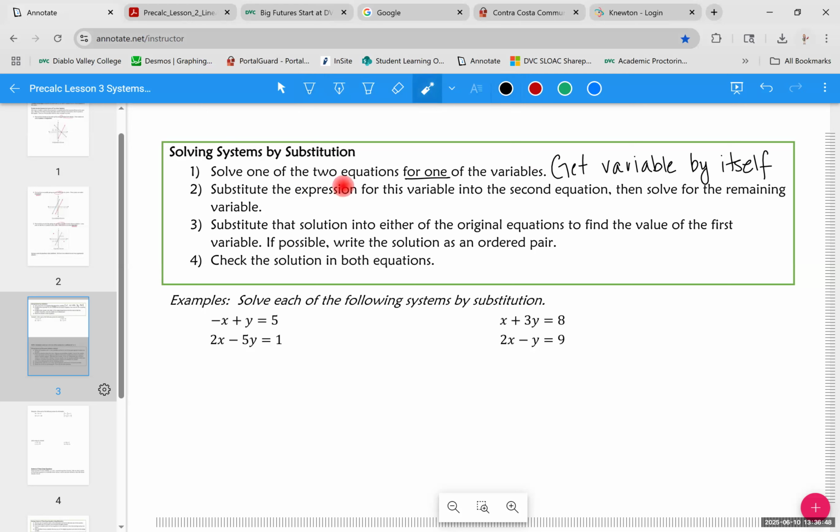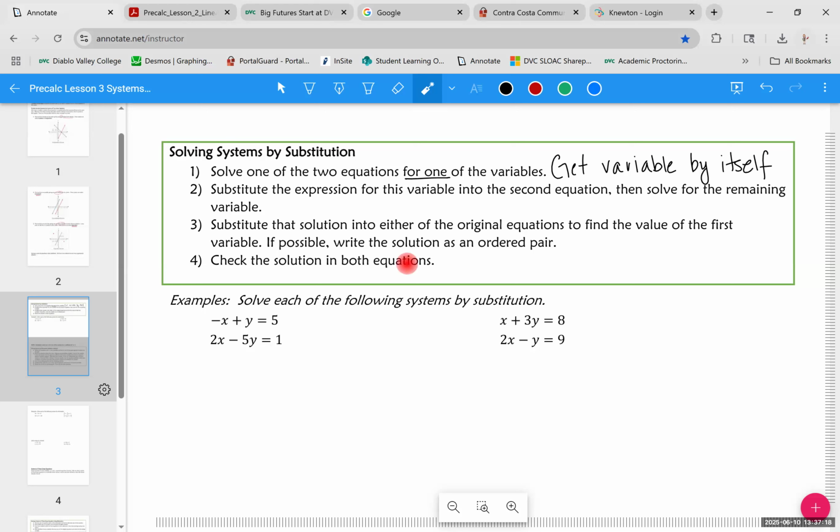Then you're going to substitute the expression for this variable, whatever was on the other side of the equal sign, into the second equation or the other equation. Once you do that, you'll only have one variable left in your resulting equation, so you're going to solve that. And then you're going to substitute that number that you just got back into one of the original equations and find the other variable. So that's going to be your ordered pair, as long as there is a solution.